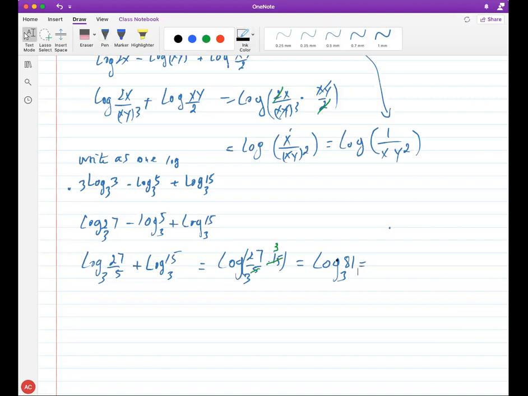Log base 3 of 81 is? 3 to a power is 81. What's that power? It's 4. That's right. Very good. As you can see, this whole thing is basically just 4.